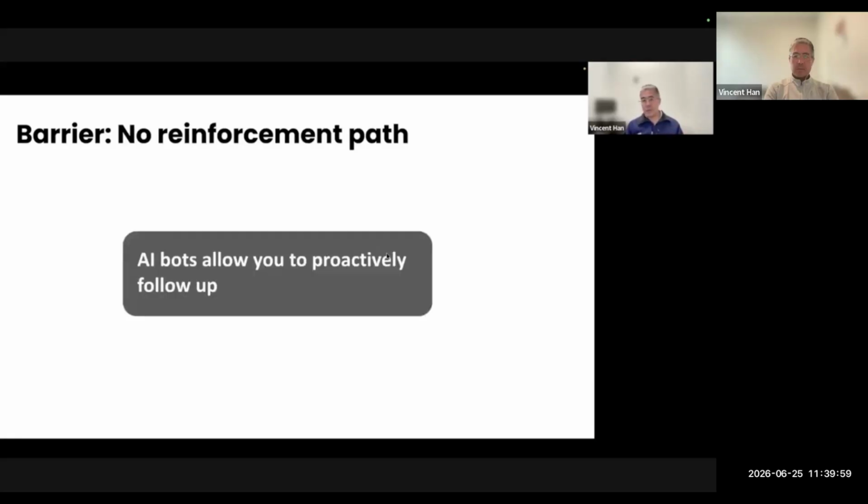What about reinforcement? This idea that, gosh, after they leave the structured learning environment, let's just hope for the best that they're going to apply what they learned. Well, an AI bot can allow you to proactively follow up with them. So this could look like, hey, we're going to program the bot to once a week or twice a week proactively message a question or a quiz question or a survey question or just a check-in or maybe a reminder to reinforce the training path that someone's on.